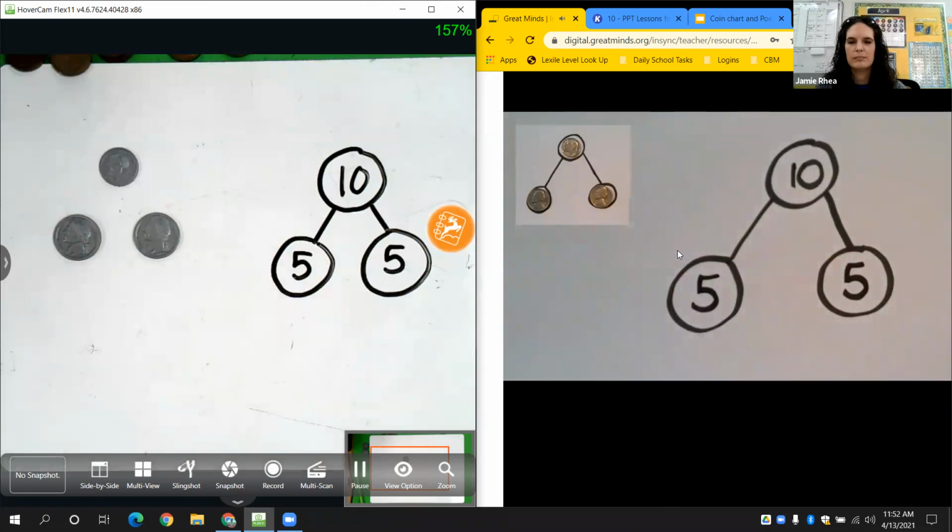Maybe some of you thought of this like a doubles fact. 5 plus 5 equals 10. Or you might have thought of your hands. 5 and 5 make 10.